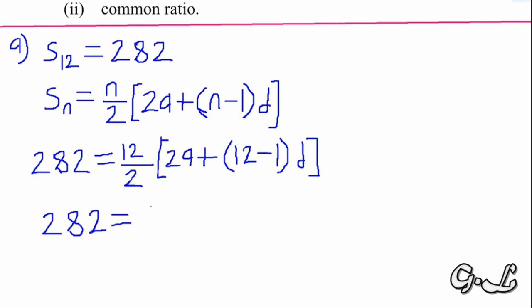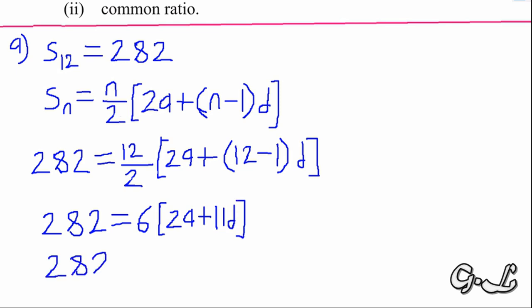So let's do the simplification and calculations. It will be 282 is equal to 6, and then 12a plus, 12 minus 1 is 11, and 11 multiplied by d is 11d. So 282 is equal to 6 multiplied by the terms in the brackets. When you multiply, it gives you 12a plus 11 multiplied by 6, which is 66d.